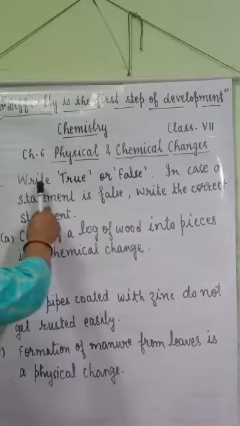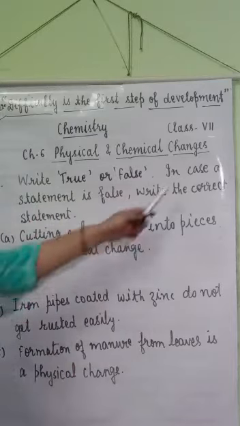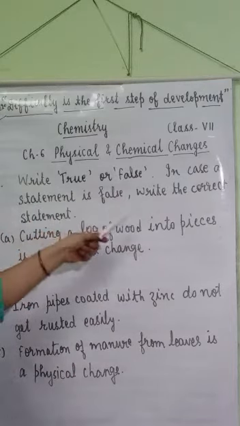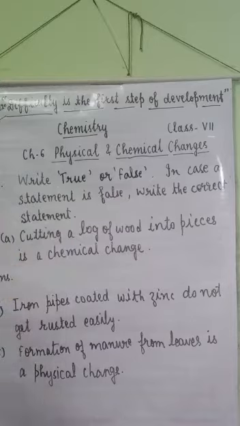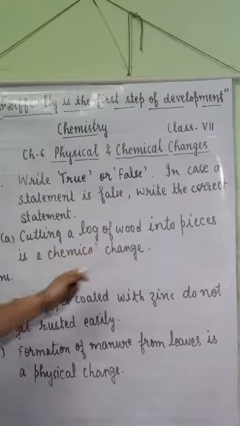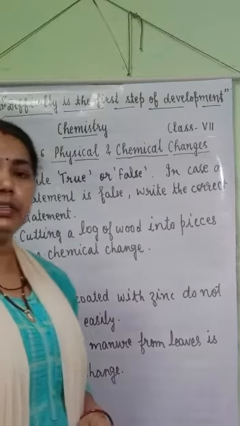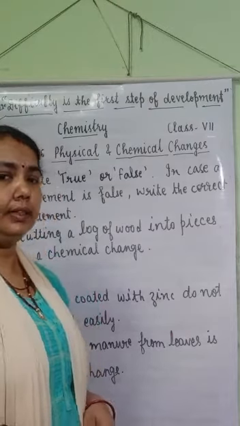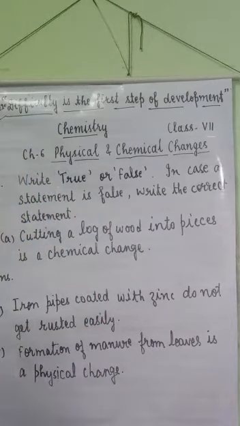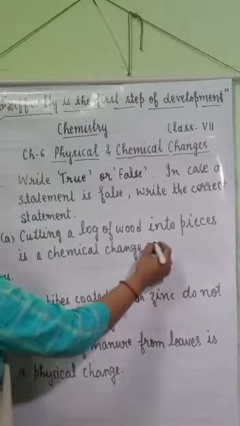Next is write true or false. In case a statement is false, write the correct statement. First is cutting a log of wood into pieces is a chemical change. When a log of wood is cut into small pieces, it does not lose its identity. No new substance is formed, only the state of the substance is changed. So it is not a chemical change. So this statement is false.